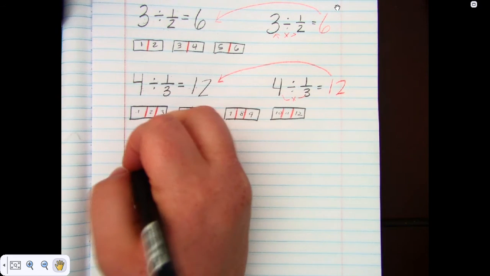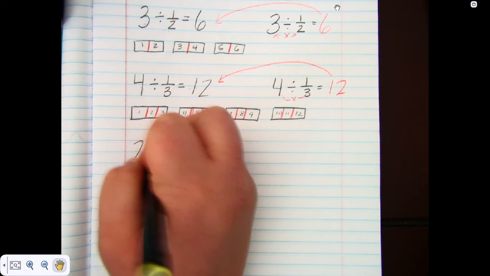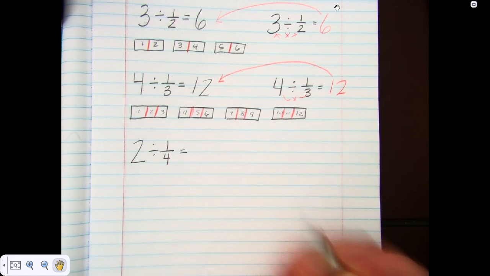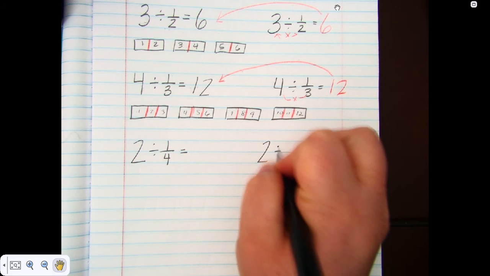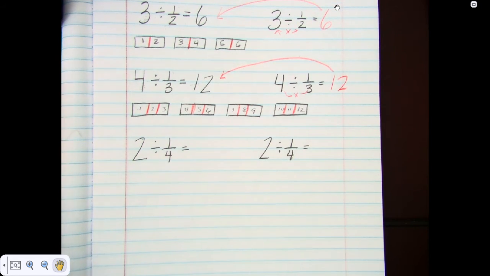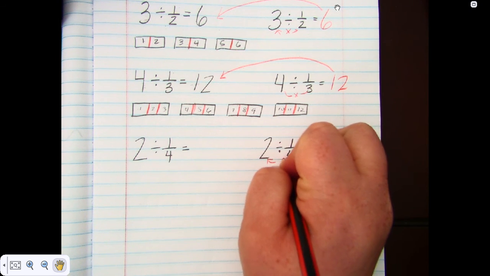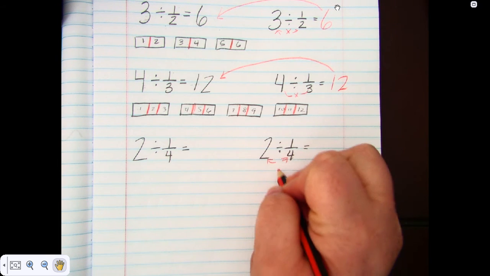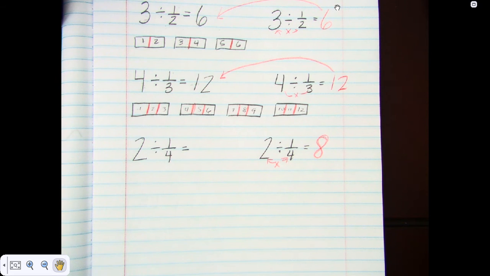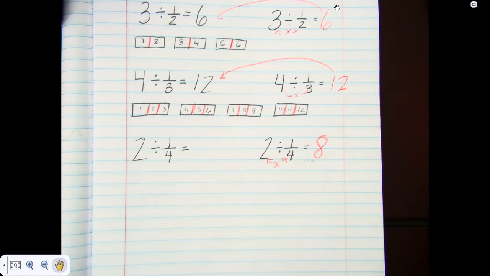So let's look at the problem 2 divided by 1/4. Well, if I try the same pattern that I did up here, I can predict or guess what I think my answer might be. So if I multiply 2 times 4, that gives us 8. So what we're going to do now is draw the model and see if the model matches this guess that we've made here.